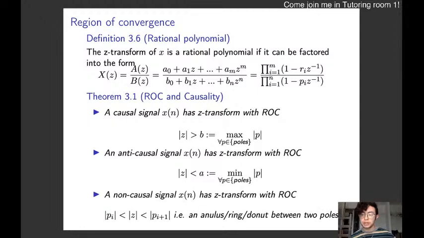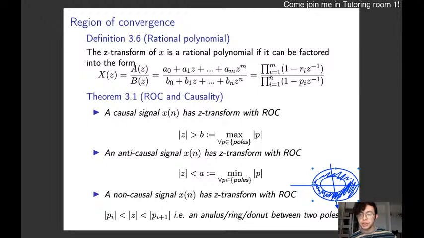And non-causal signals will be something in between. It is going to have two different boundaries. All of these circles should be centered at the origin, by the way. Let me just draw that right. So a non-causal signal is going to have something in between the anti-causal and causal ROCs, in between two circles. It's going to be outside of a circle defined by a smaller pole, and then inside of the region defined by the next largest pole.